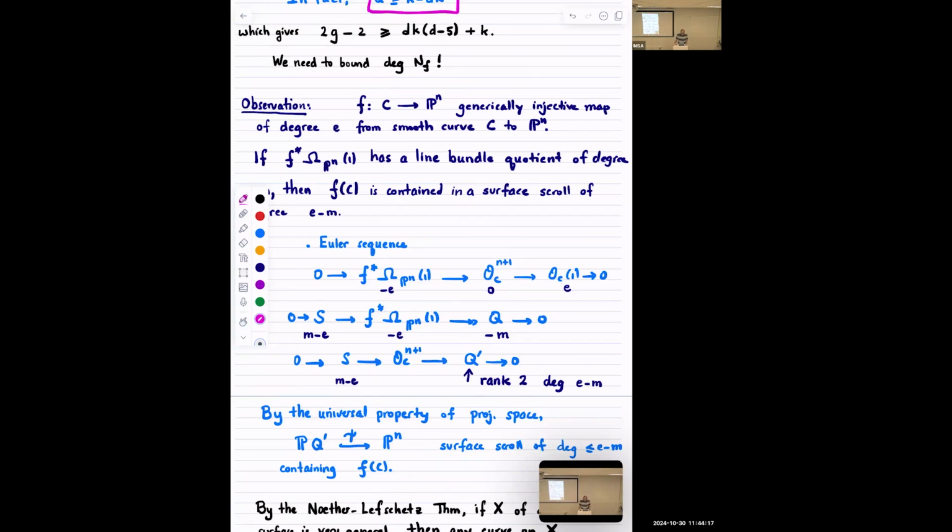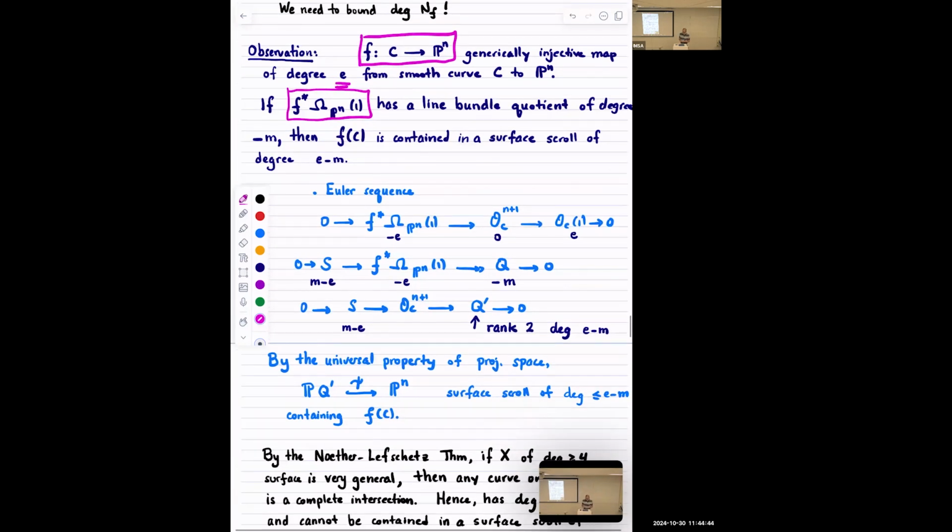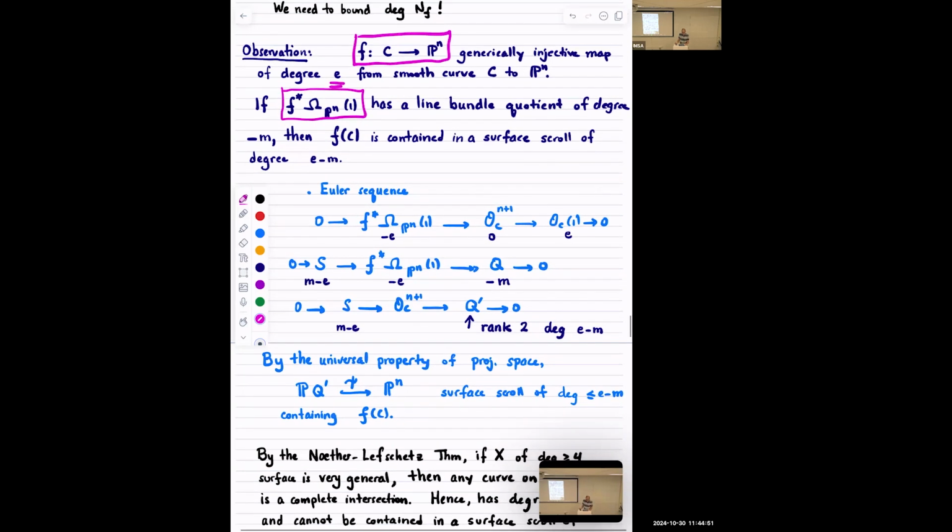Suppose that you have some map from a curve to Pn, right? So you have some curve of degree e. So we have our curve here. Thus it has degree e. And now the question becomes, let me look at the pullback of the cotangent bundle of projective space, maybe twisted by 1, and let me try to bound the line bundle quotients of this. Suppose that I have a line bundle quotient of degree minus m of this bundle.